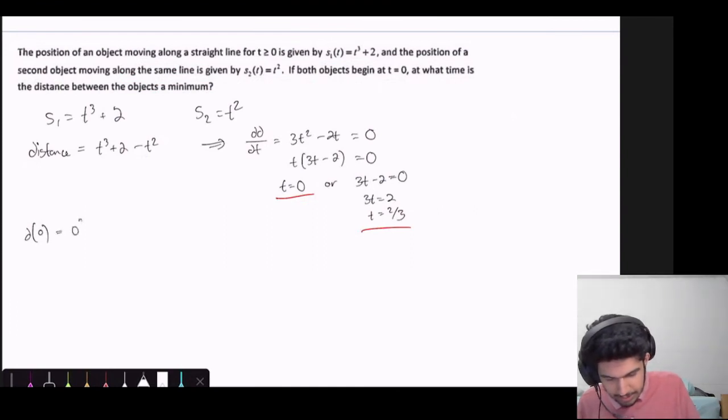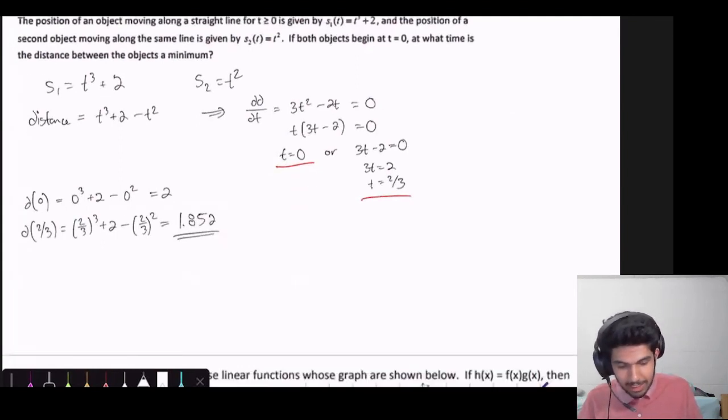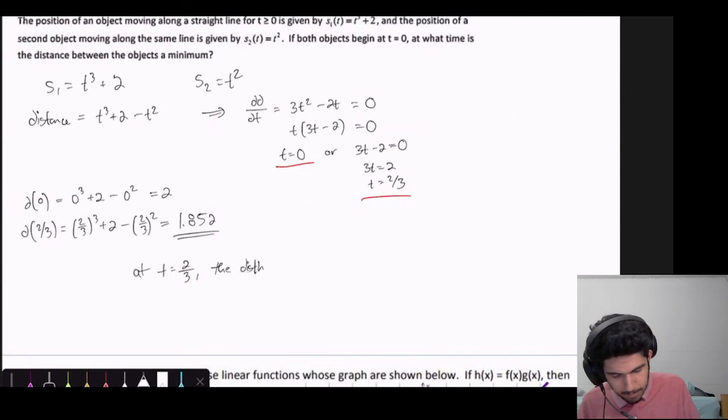D of 0 is equal to 0 cubed plus 2 minus 0 squared. That equals 2. D of 2/3 equals 2/3 cubed plus 2 minus 2/3 squared. This happens to be approximately 1.852. So this is smaller, and we'll say that at t equals 2/3, the distance, nope, that's not how you spell distance, the distance is at a minimum.